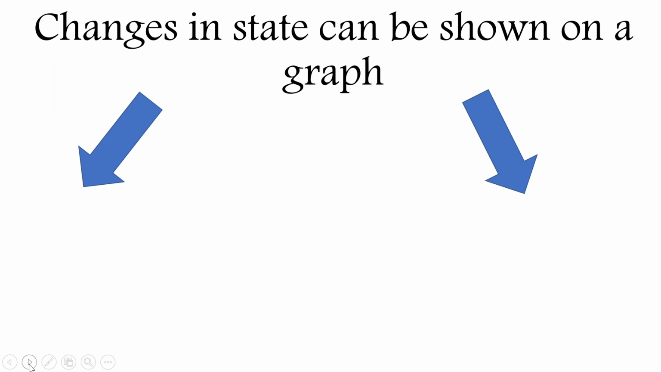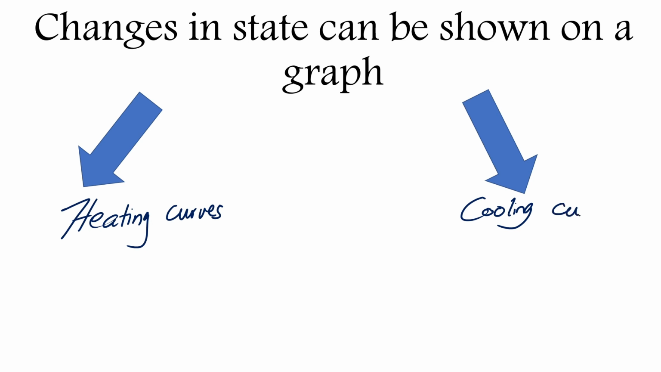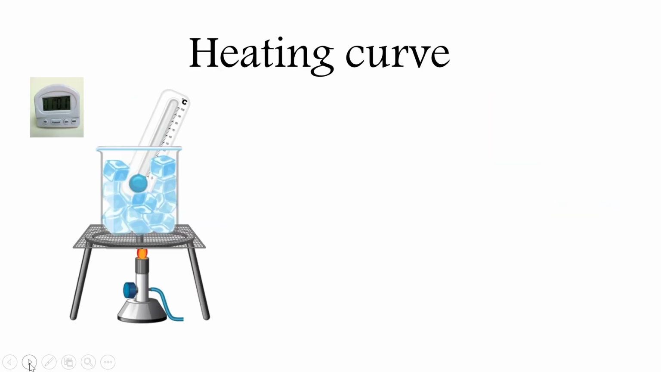Changes in state can be shown on a graph. The heating curves and the cooling curves. The heating curve. First, we have to do an experiment to get the results to be able to plot the graph of the time versus the temperature.